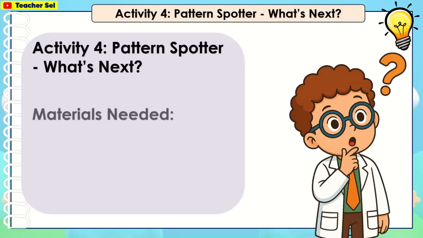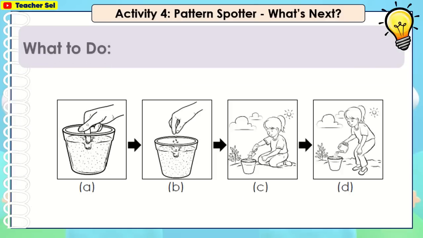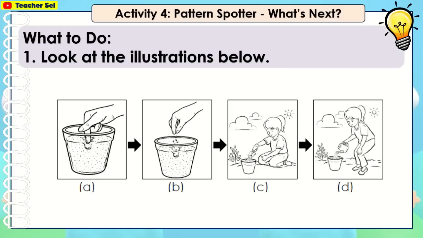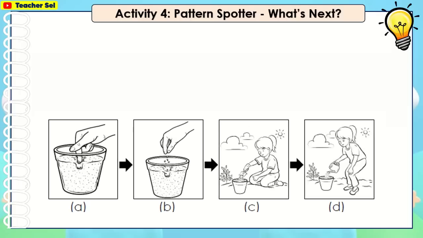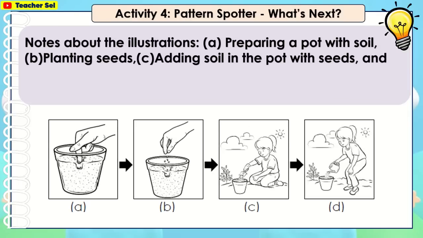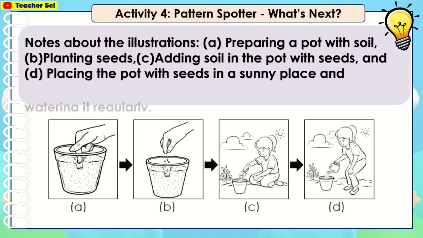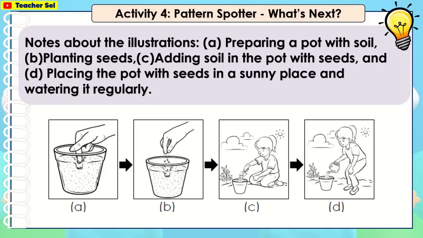Pattern spatter. What's next? Materials needed per learner: notebook, drawing materials, for example, pencil, crayons. Duration: it is good for 15 minutes. What to do? Look at the illustrations below. We have A, B, C, and D. Notes about the illustrations: A. Preparing a pot with soil. B. Planting seeds. C. Adding soil in the pot with seeds. And D. Placing the pot with seeds in a sunny place and watering it regularly.